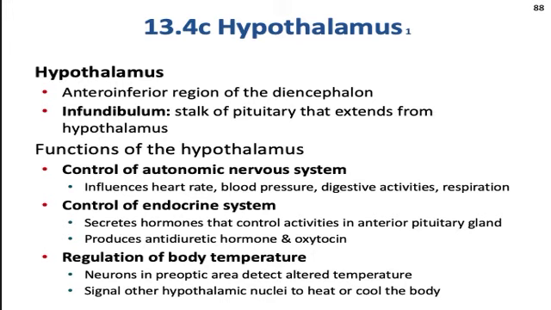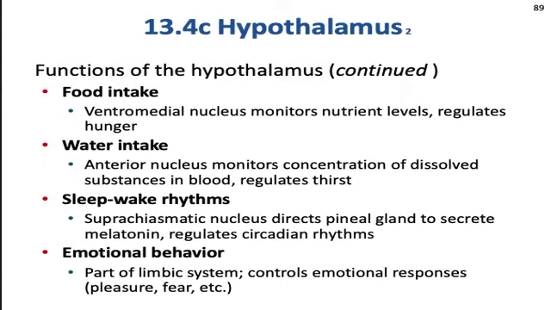It also is important in the regulation of body temperature. It's your body's thermostat. It controls hunger, right? Ventral medial nuclei monitor nutrient levels and regulate when we want to eat. It controls water intake because anterior nuclei monitor the concentration of solutes in the blood, and that regulates thirst. And it's also important in sleep-wake cycles because the suprachiasmatic nuclei are going to direct the pineal gland to make melatonin, and that's going to control our circadian rhythm.